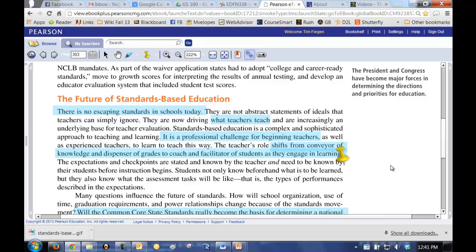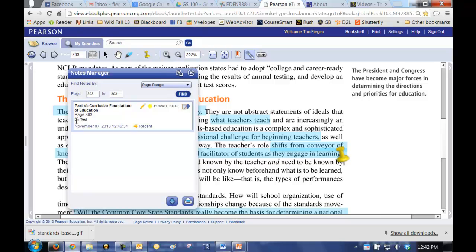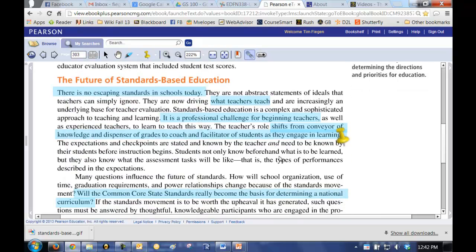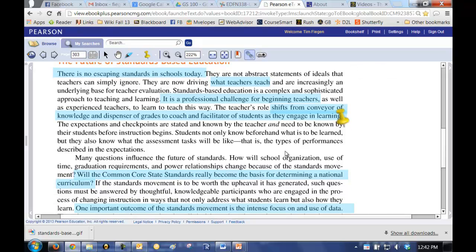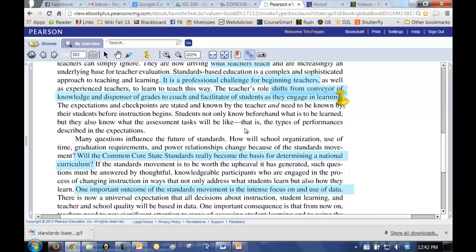This teacher's role shifts from conveyor of knowledge, which was in my time, and dispenser of grades, to coach, facilitator, and targets students as they engage in learning. And here I put a little pin here, and let me show you what the pin means. The pin says it's on the test. That's the change for teachers, that shift. The expectations and checkpoints are stated and known by teachers and need to be known by their students.